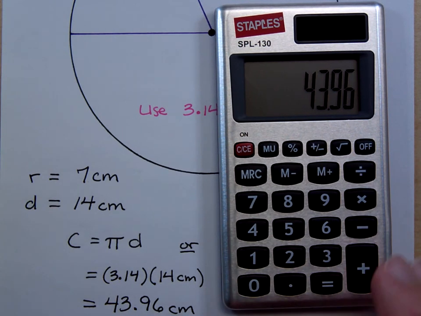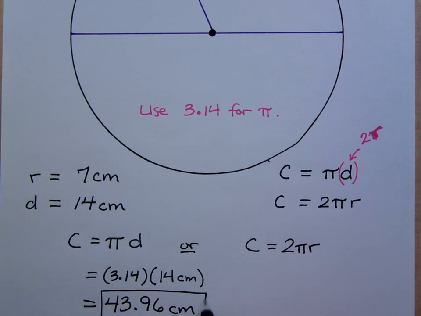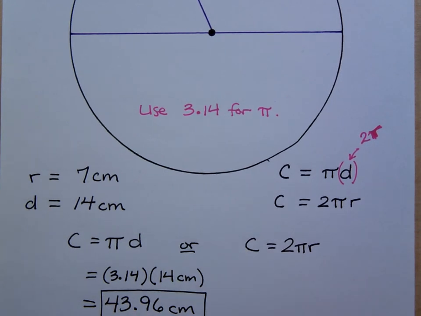Now, is that centimeters or centimeters squared? Which is it? What kind of measurement is circumference? Is that a measurement of distance or a measurement of area or volume? Distance, which means linear units, so just centimeters. Okay. Do you all agree with that?